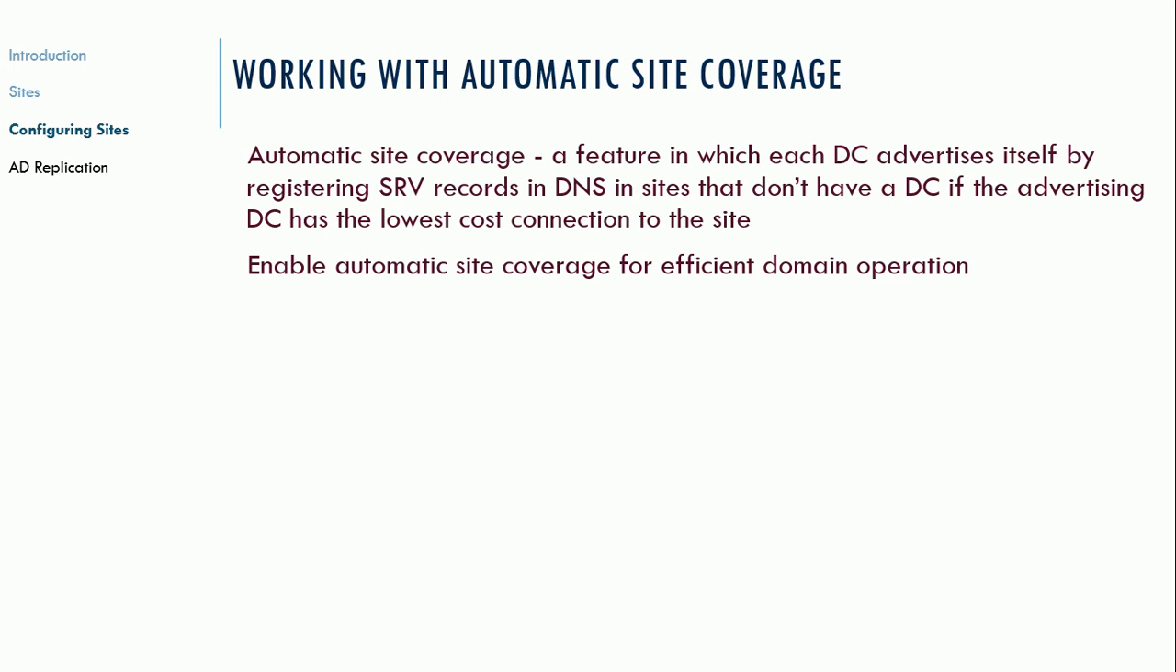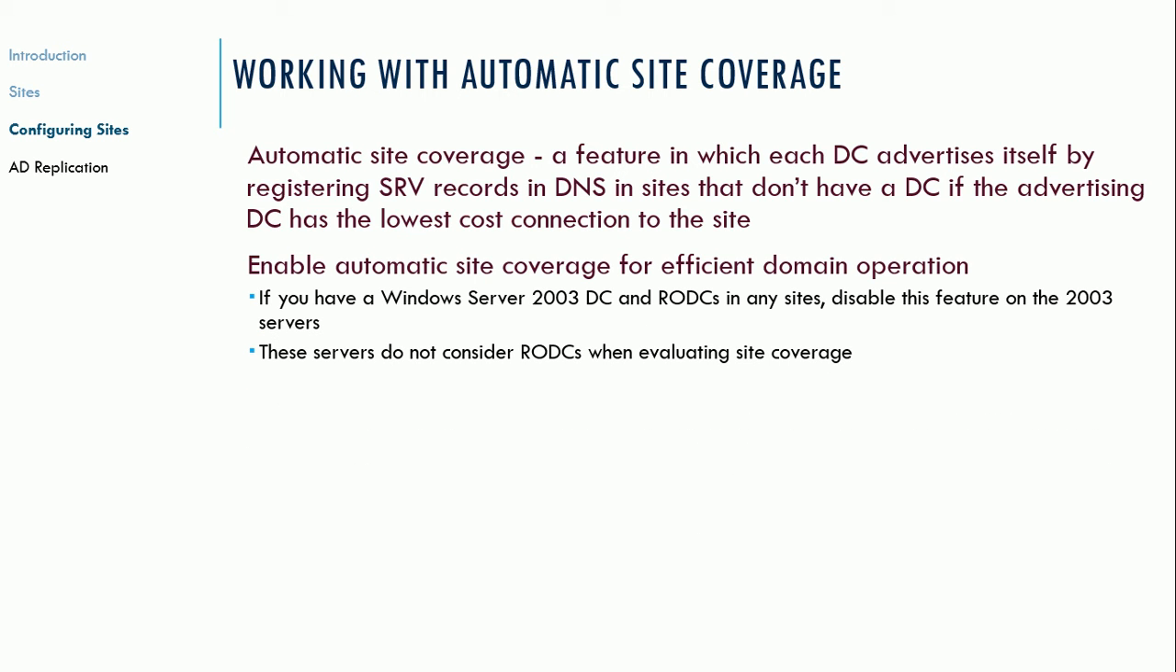So automatic site coverage is a feature where each domain controller is going to advertise itself by registering SRV records in DNS for sites that don't have a domain controller, if the advertising domain controller has the lowest cost connection to the site. In other words, this is how we automate the process of users in a given location automatically accessing the most appropriate domain controller for their particular site.